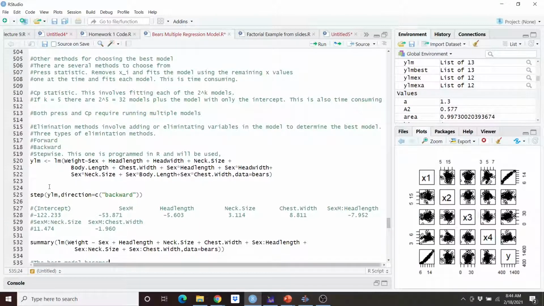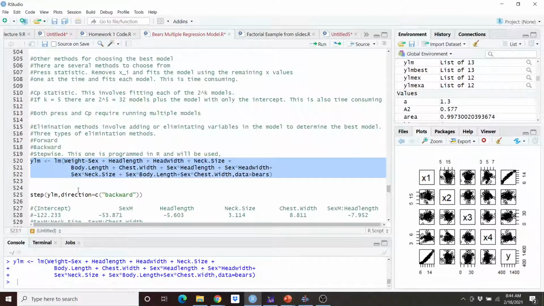Now we're going back to the Bears data set, and remember we had weight, sex, head length, head width, neck size, body length, and chest width. And in an earlier video, we saw that sex was included in the model. And so we had sex by head length, sex by head width, sex by neck size, sex by body length, and sex by chest width. And so we're going to call this our YLM. And so this is our full model, including sex.